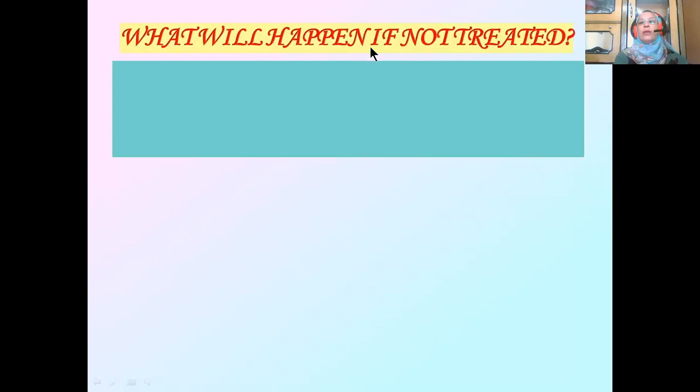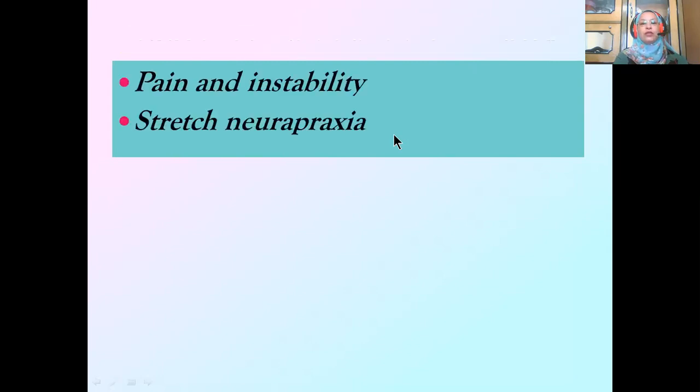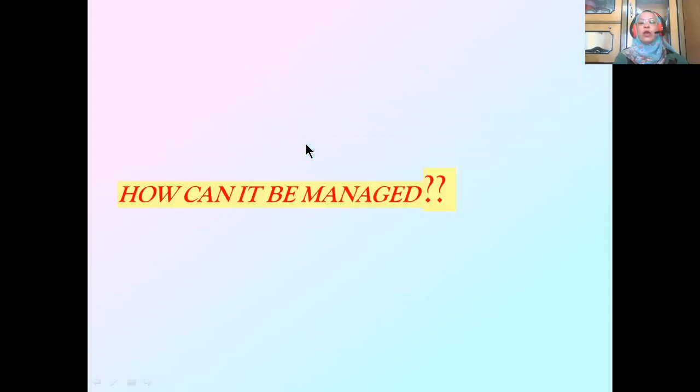Now, what will happen if this lateral ankle injury is not treated? If not treated, this can result in chronic ankle injury, which results in persistent pain and ankle instability. Also, it can result in stretch nerve apraxia. So, proper, early management is recommended in presence of lateral ankle injury, whatever the injured structure.